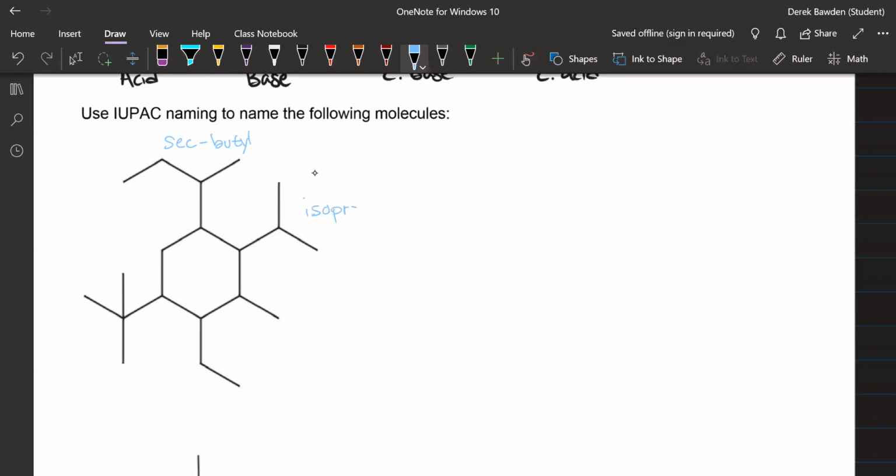Isopropyl. Here we have a methyl. Ethyl, and tert-butyl. Awesome. Kind of a tricky one here. What do you think is going to be our number 1 carbon in the ring?